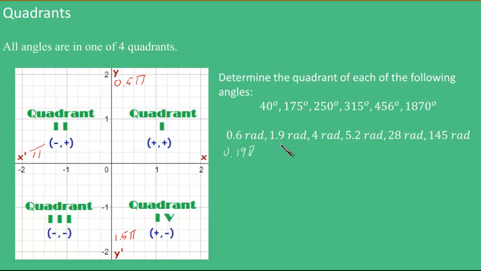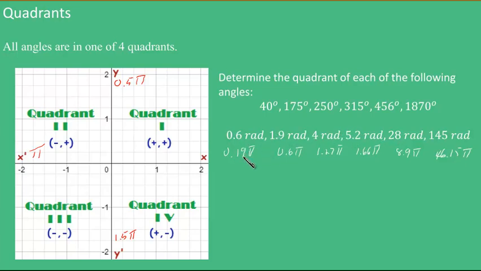1.9 radians is the same as 0.6 pi radians. 4 radians is the same as 1.27 pi radians. 5.2 radians is the same as 1.66 pi radians. 28 radians is the same as 8.9 pi radians, and 145 is the same as 46.15 pi radians. Remember, all we needed to do to make this conversion is divide by pi.